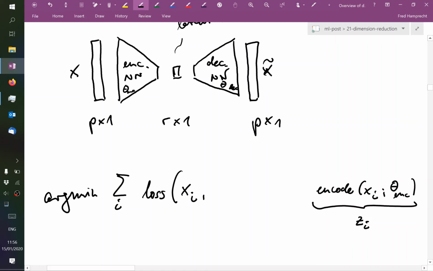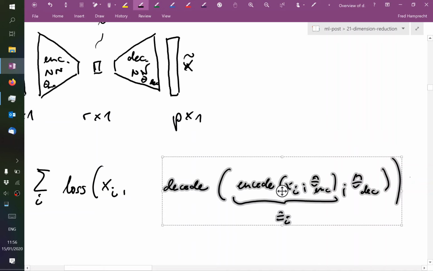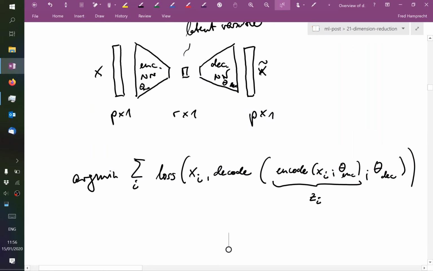And now this result we will decode, or we put into our decoding neural network. And the decoding neural network again has 1,000,000 parameters. Theta dec decode. All right, and this is now minimized over the parameters of the encoder and the parameters of the decoder. And this is how we train an autoencoder.